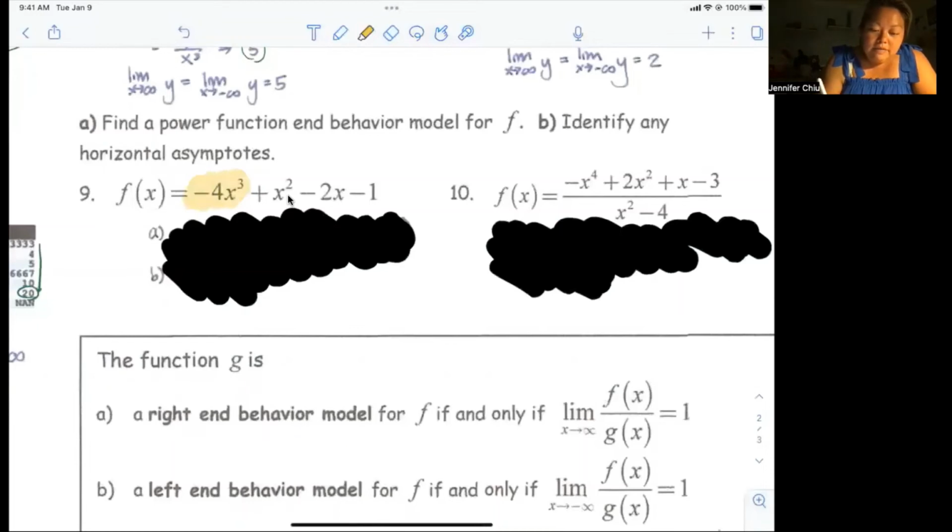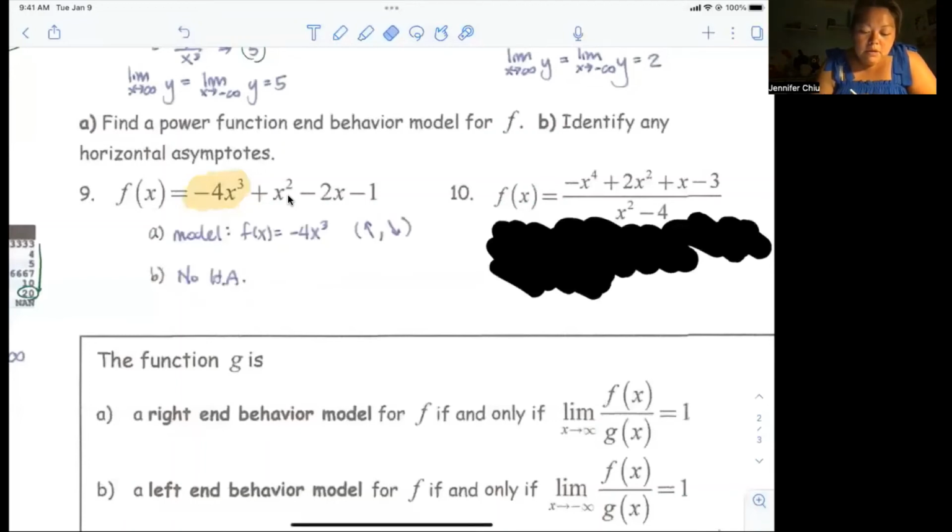And then identify if there's any horizontal asymptote. Well, number 9 here, there is no fraction, therefore there is no horizontal asymptote. Horizontal asymptotes only happen if you have fraction or rational functions, and only when the top degree is equal to the bottom degree or the top degree is smaller than the bottom degree. So you will see the model is going to be that negative x to the third.